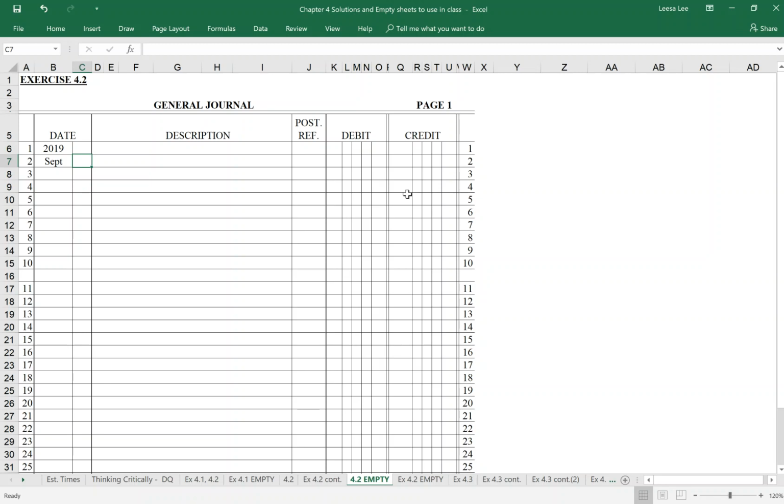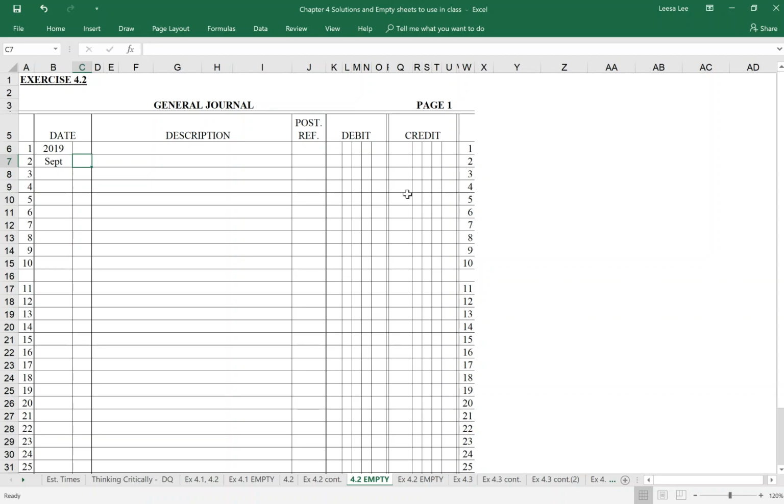Okay, so the bottom of page 105 shows the accounts that are going to be used. And on page 106, we're going to walk through each transaction one at a time, putting them into the General Journal.